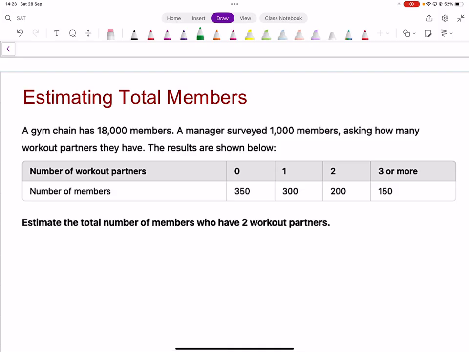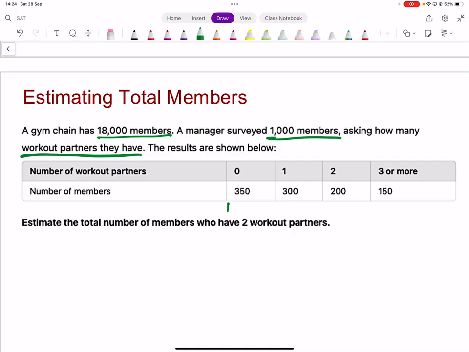Now, one type of problem that you would get would be estimating the total number of people that you want to make an inference about. It's also called the population. So let's say this gym chain has 18,000 members. Now, you want to do a survey and figure out how many workout partners those members have. It's difficult to ask each one of those 18,000 people, so what you do is you take a sample of 1,000 members. All right?